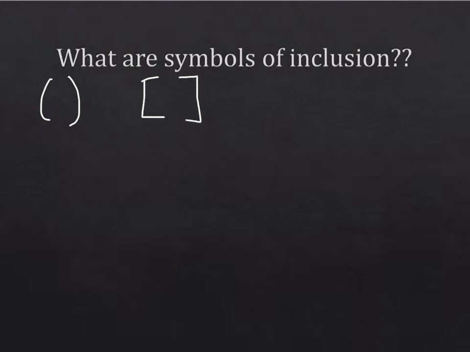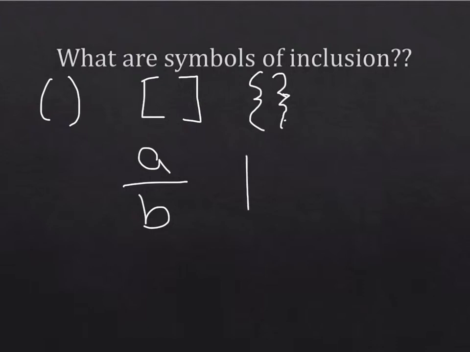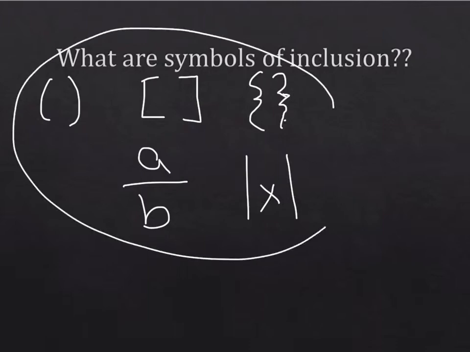Brackets would be another example. Brackets that look like this, these curvy brackets. Oh, that didn't turn out too well. Alright. If we have a fraction, and something's all on top or all on bottom, that's symbols of inclusion. Also, absolute values are also symbols of inclusion. So anytime you see these, they go in the P of the parentheses in terms of PEMDAS, alright? All these are symbols of inclusion or grouping symbols.